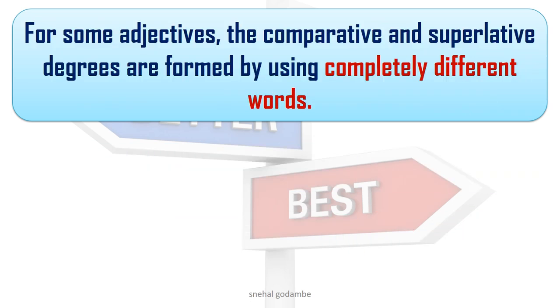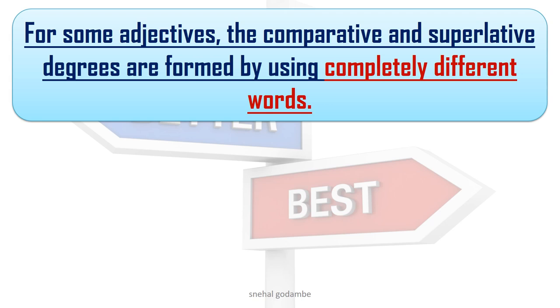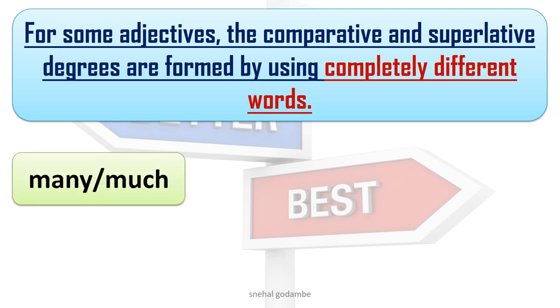And the next rule is that for some adjectives, the comparative and superlative degrees are formed by using completely different words. Here we are not going to add er, est, more, or most, but we are going to use completely different words. We have to practice this rule with lots of examples. But here I'm just going to show you one or two, but you can find more of such adjectives with completely different words.